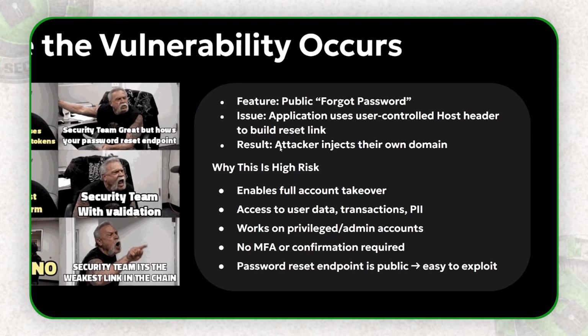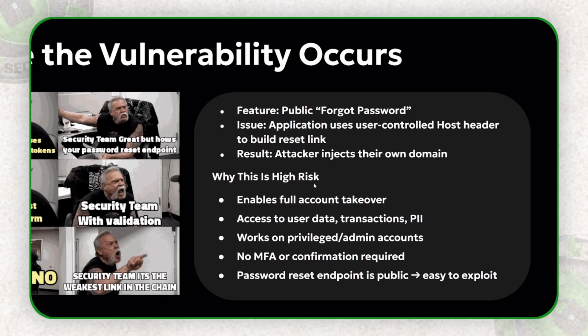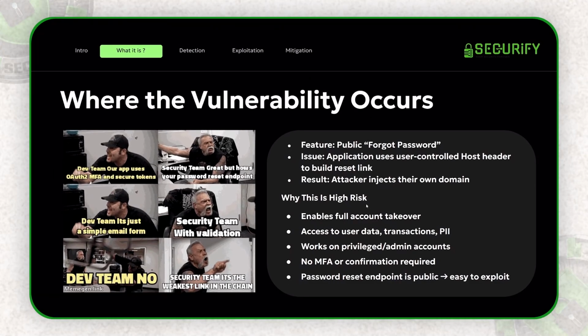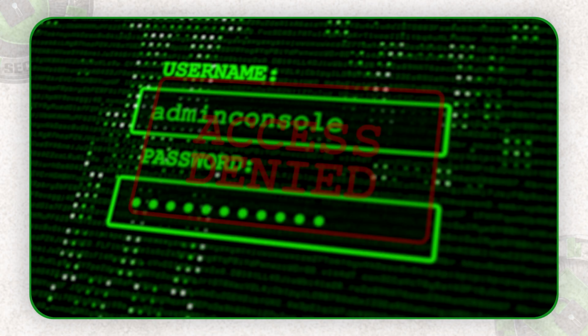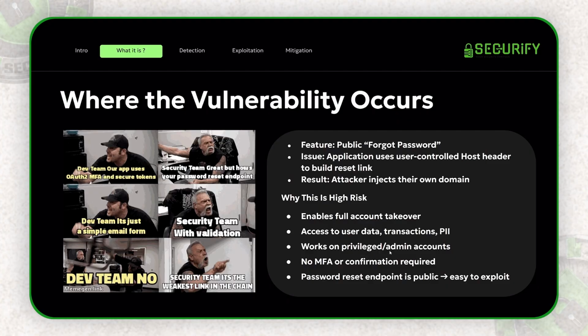Let's talk about where the vulnerability occurs. So the vulnerability is most likely to exist around forgot password functionality. Instead of using a server-side trusted URL, the application uses the host header from the incoming request, and since the attacker controls this header, they can insert any domain they want. That is why this vulnerability is at higher risk, and the impact is severe. An attacker can take over any account they know the email for, and this includes admin users, staff accounts or high value targets. And because the reset flow does not verify the originating domain, and no sort of MFA or confirmation is there, the attack is almost trivial.